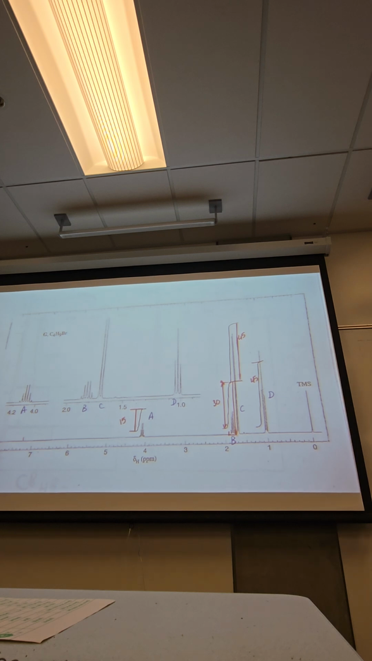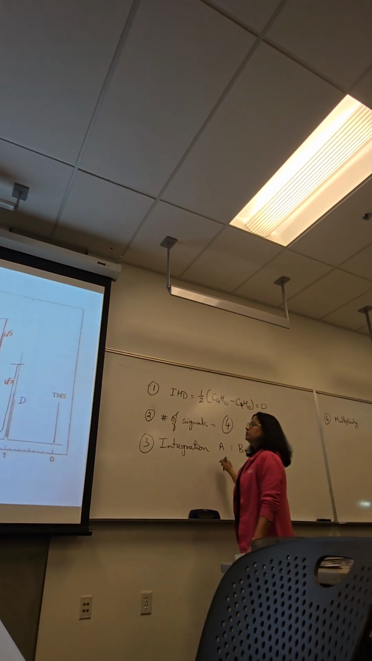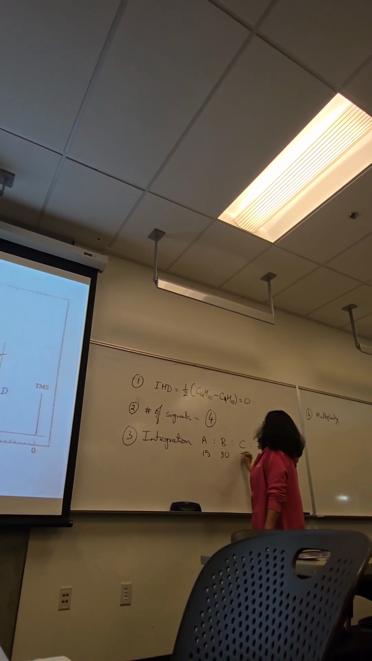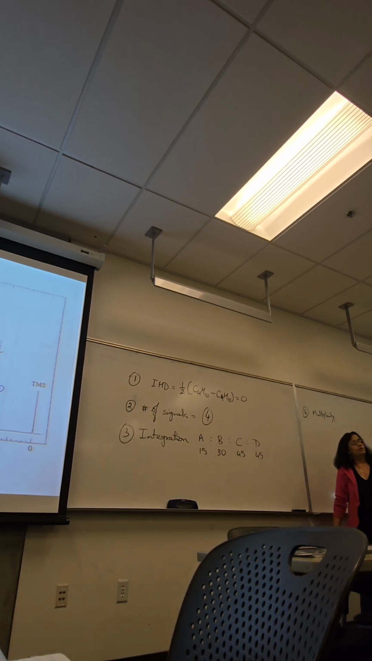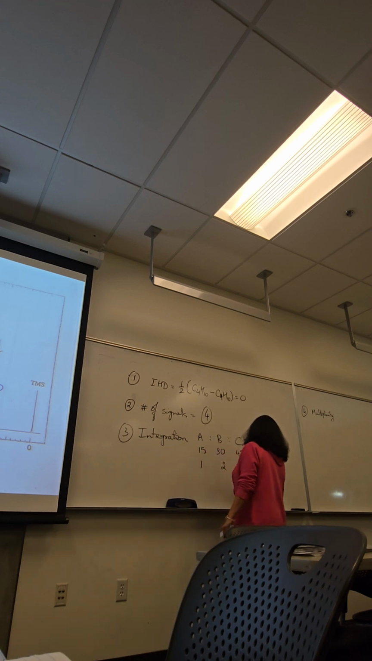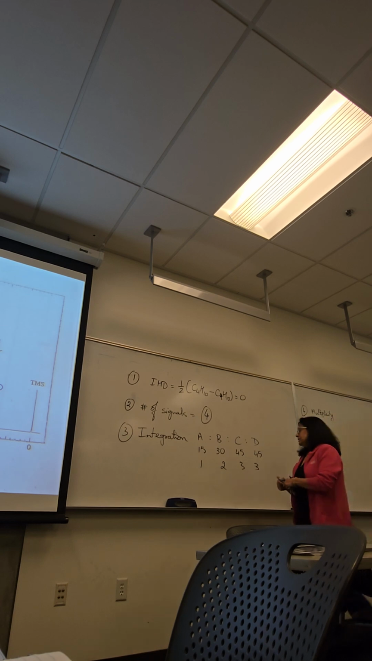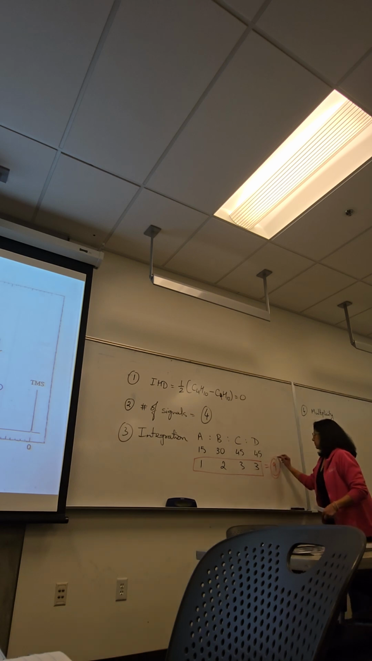So I'm going to start with A. Integration A is to B, is to C, is to D. What is the measurement for A? 15. What's the measurement for B? 30. And 45 and 45. Am I right? What's the ratio? 1 to 2, 3 to 3. Perfect. Everybody okay? What is 1 plus 2 plus 3 plus 3? What is the sum of these numbers? 1 plus 2 is 3, plus 3 is 6, plus 3 is 9.